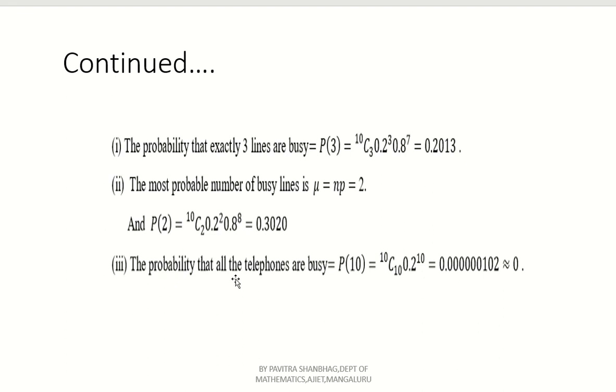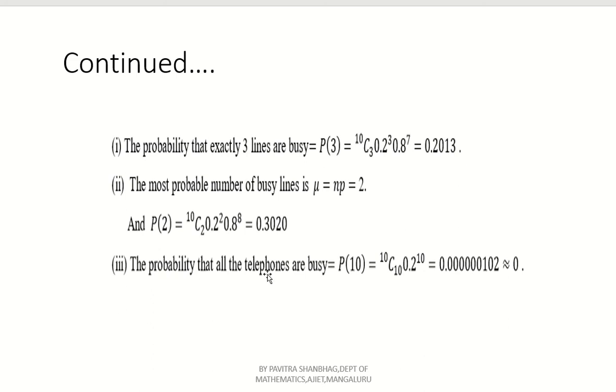And last one, the probability that all lines are busy. All lines, how many lines? Total 10 lines. All 10 lines are busy, that is P of 10 equal to what? 10C10 into 0.2 power 10. If you calculate, 0.0000, it is very negligible. So you can write 0, right?